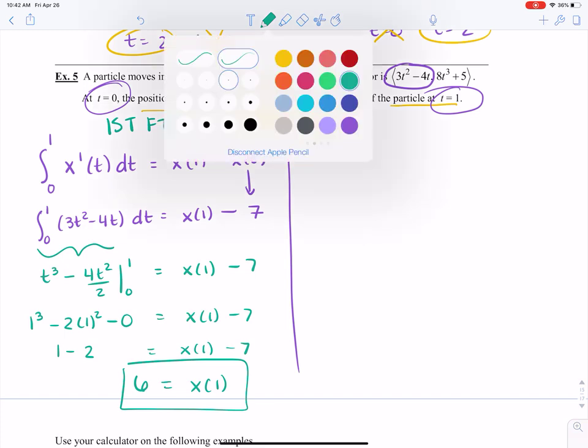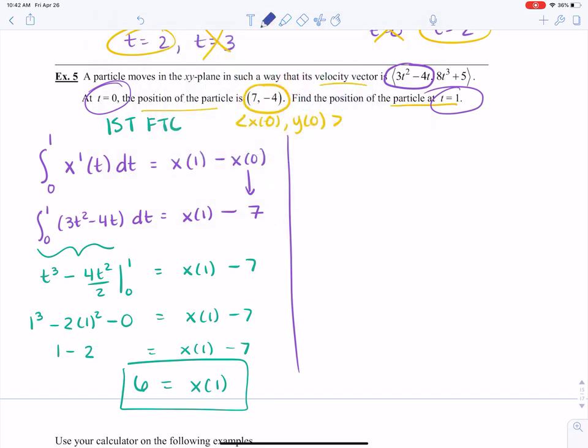Don't underestimate the fact that you can use first FTC and set up a definite integral here. If you have one position and you're looking for another, set up your integral as a definite integral. We're going to do the same thing from 0 to 1 with our y prime of t, which we were given.